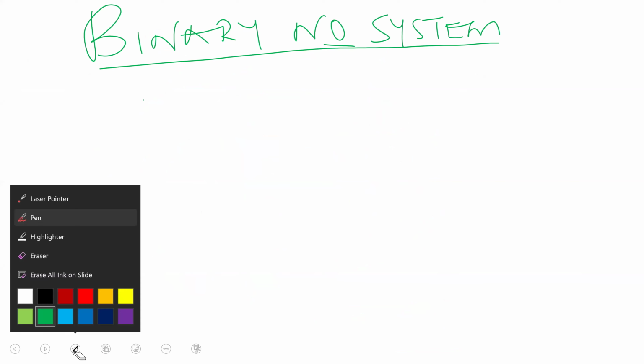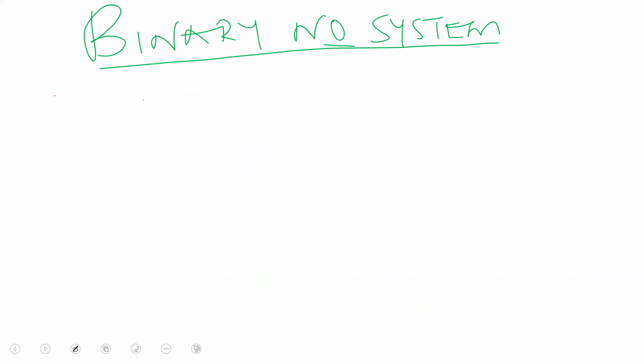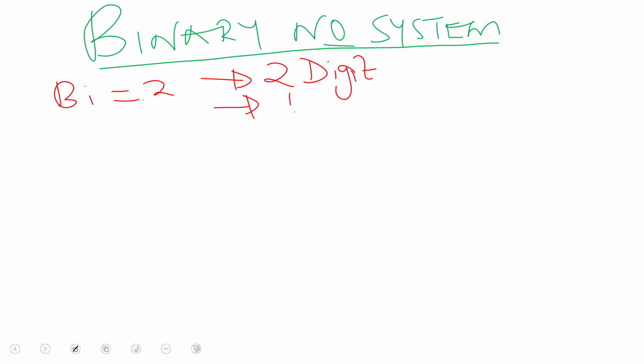Binary. I was told by my teacher that bi means 2. Therefore, in this case, we are looking at a 2-digit number system. We can also call this system a base 2 number system.